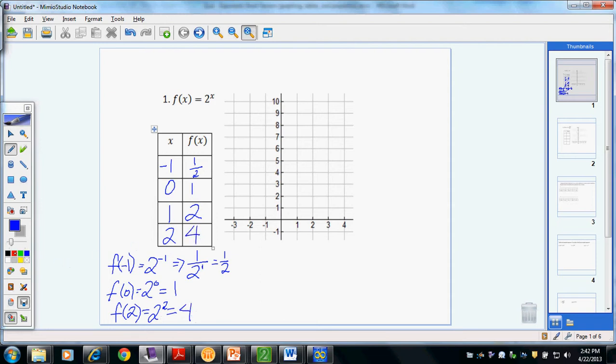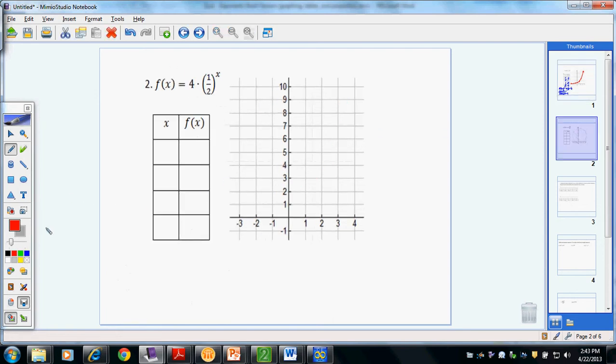So now, the only thing we do here is graph it. So we have -1, and the f of x is 1/2. We have 0 and 1. We have 1 and 2. We have 2 and 4. And because it's an exponential, it's going to have a curve like this. Okay? So that's going to be number 1.